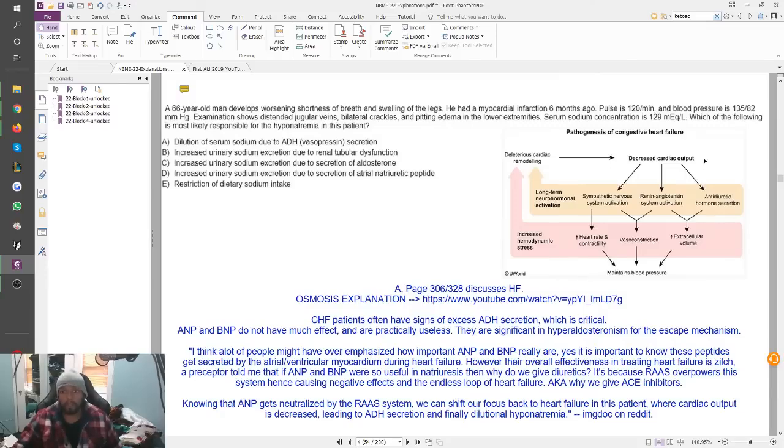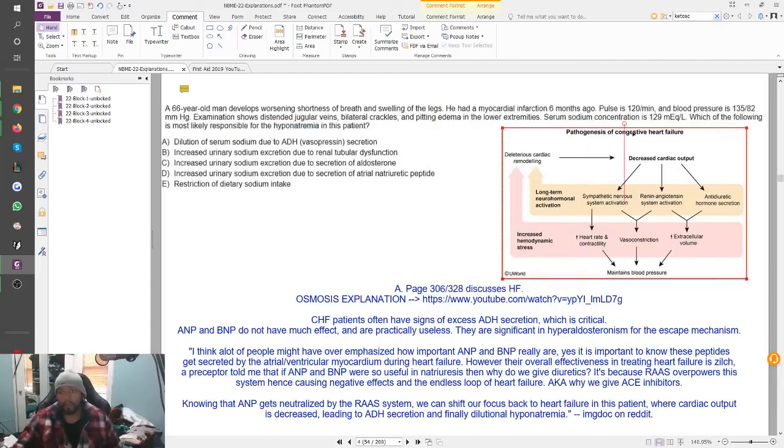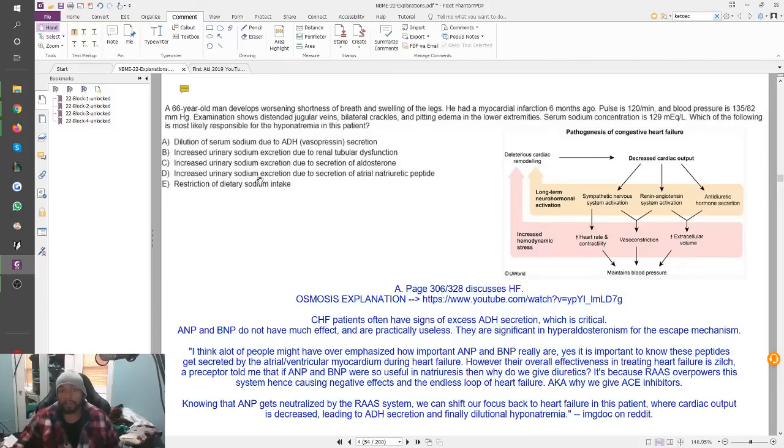Serum sodium concentration is 129 milliequivalents per liter, so it's low. Which of the following is most likely responsible for the hyponatremia in this patient? If you need to figure out what's wrong, first thing first, you want to figure out what causes hyponatremia, right? And this is a UWorld chart giving you the pathogenesis of CHF, and you do need to know everything that happens in CHF, as well as the connection of CHF with the RAAS, the renin-angiotensin-aldosterone system, which tries to fix things.